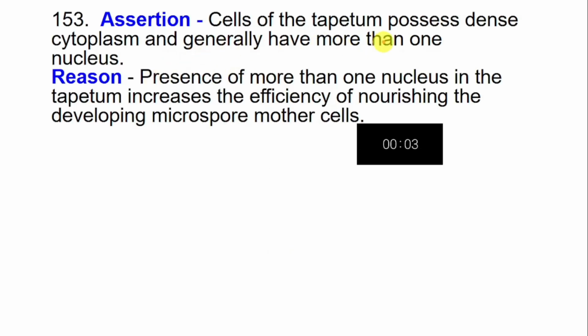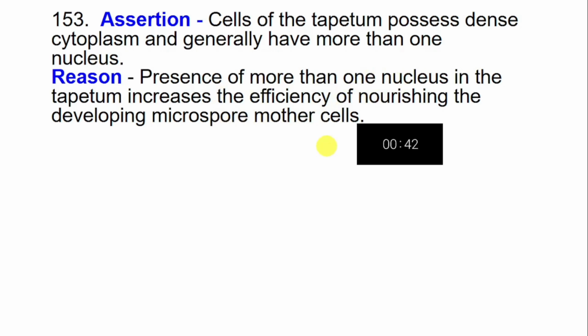Assertion: cells of the tapetum possess dense cytoplasm and generally have more than one nucleus. This is correct. The reason statement says the presence of more than one nucleus in the tapetum increases the efficiency of nourishing the developing microspore mother cells. So the tapetum is the third layer and it surrounds the sporogenous tissue, which has the microspore mother cells. Any nourishing cell has more than one nucleus. We have seen this in the case of endosperms also.